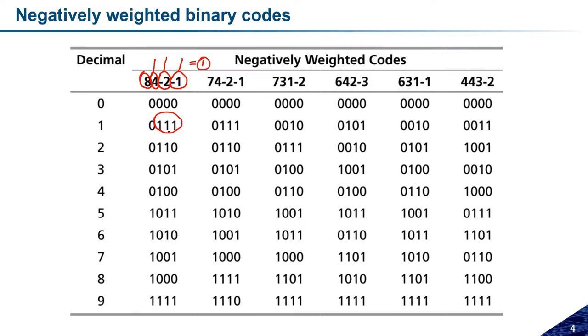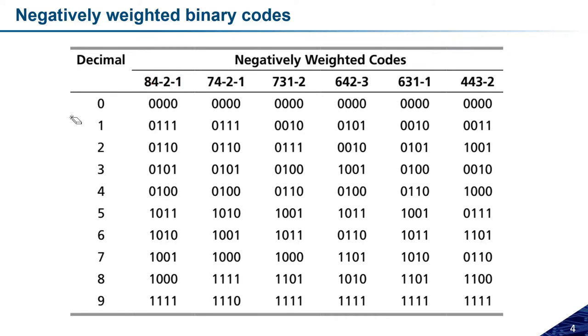Similarly, you can also make other numbers. Like let us assume you want to make 7. To make 7, what you can do? You have to activate 8 and then -1. So that will become 7. So this is how you can make the negatively weighted code. And this is valid for all these codes, whatever we have here.